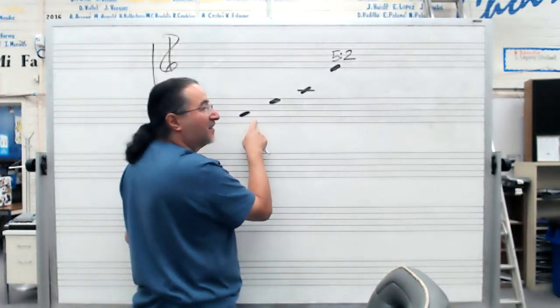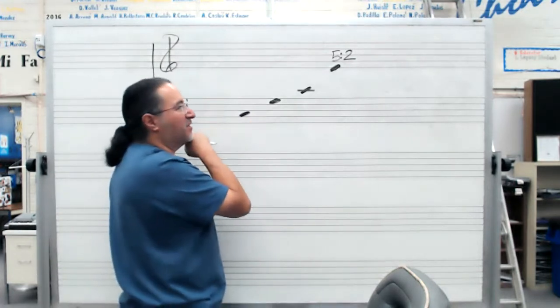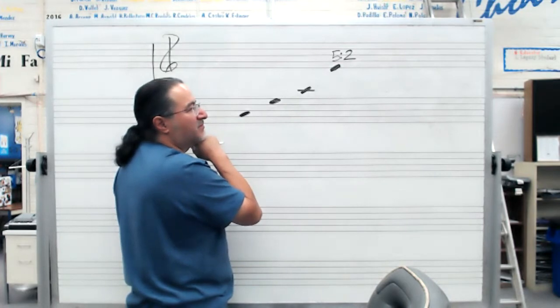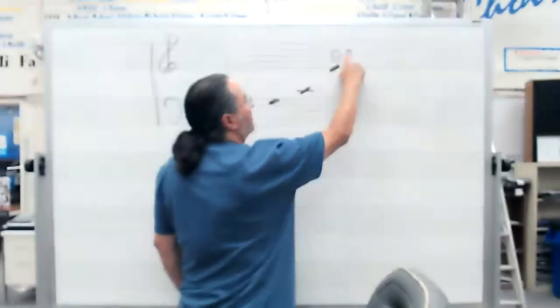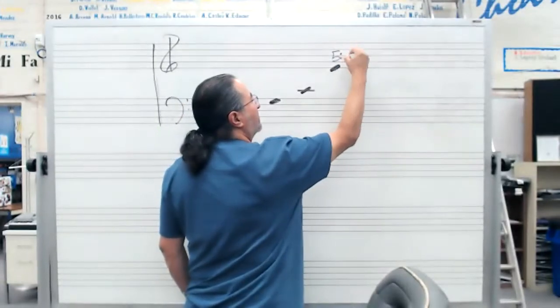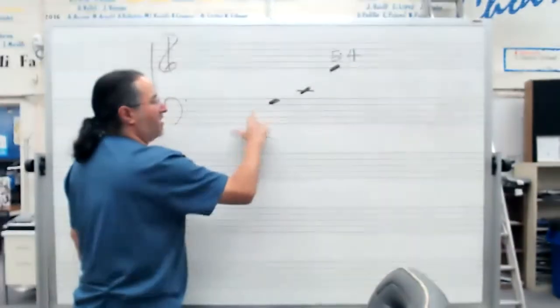Get rid of another octave. How do I do that? You double it. Double it again, to a 4. And now we got rid of that one.